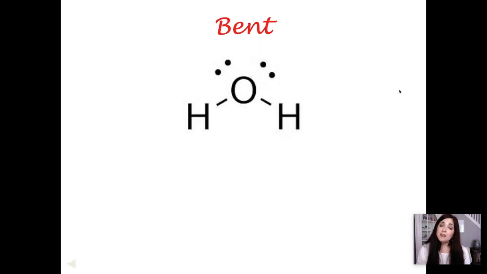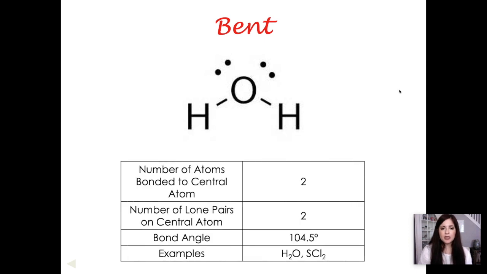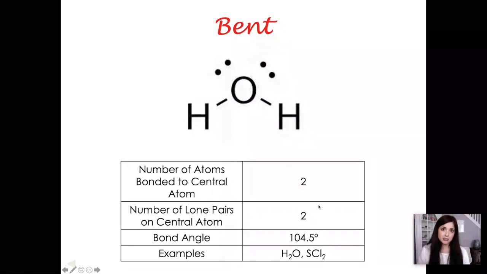And the last one is bent. So water is a bent molecule, and we always want to look at that central atom. So your central atom is oxygen. That oxygen is bonded to 2 other atoms, and it has 2 lone pairs. When I have this particular arrangement, 2 atoms bonded to the central atom, and 2 lone pairs, we say that that shape is bent.